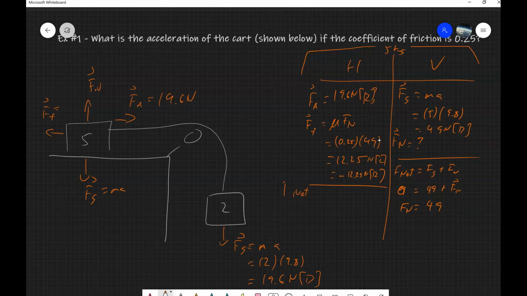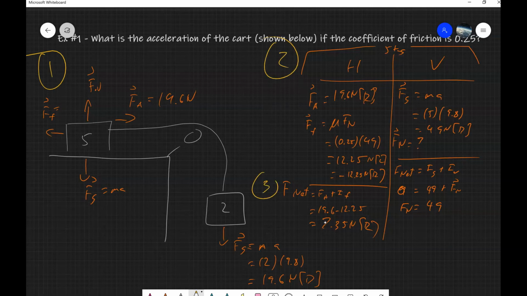Our net force is equal to force applied plus our force friction. So 19.6 minus 12.25. And when we put that into our calculator, we get a value of 7.35 newtons to the right. So we've solved for our first 3 steps. We drew our free body diagram, we drew our t-chart, and we figured out our net force.